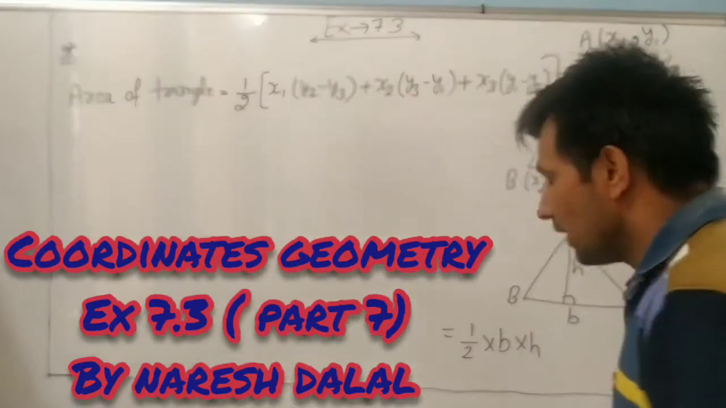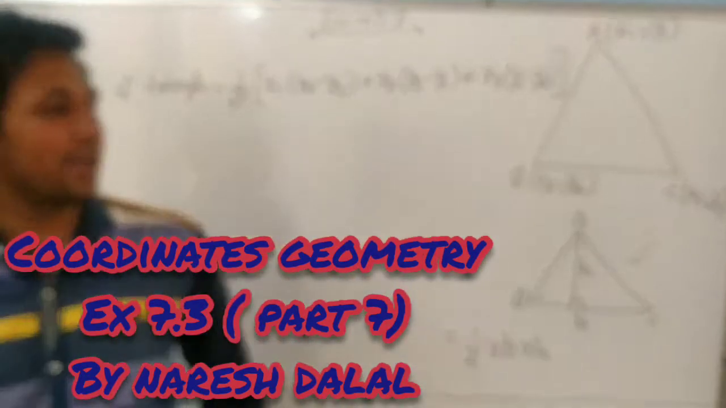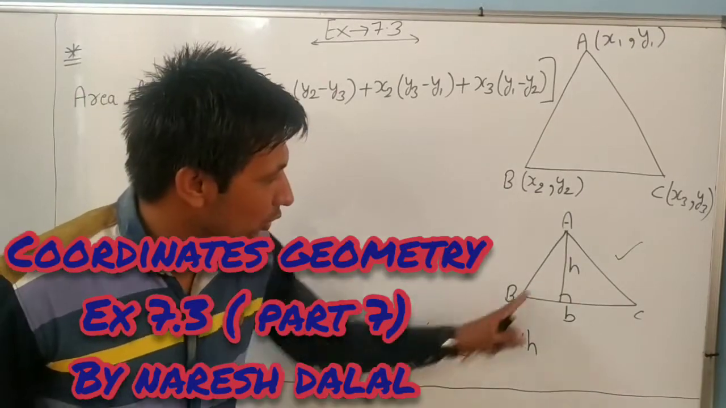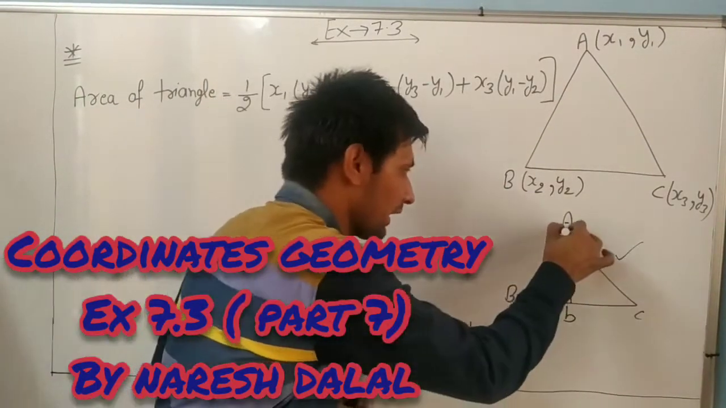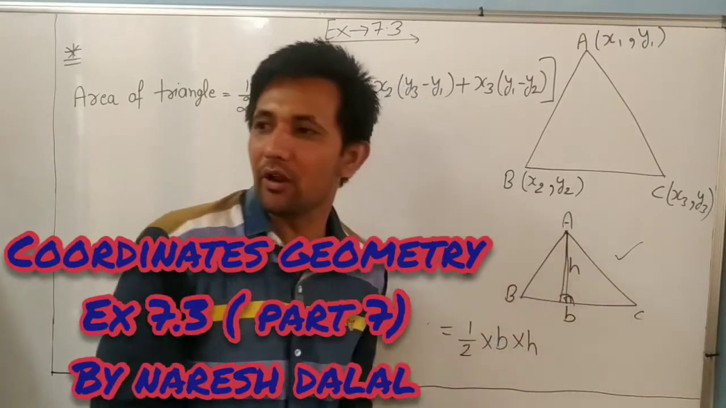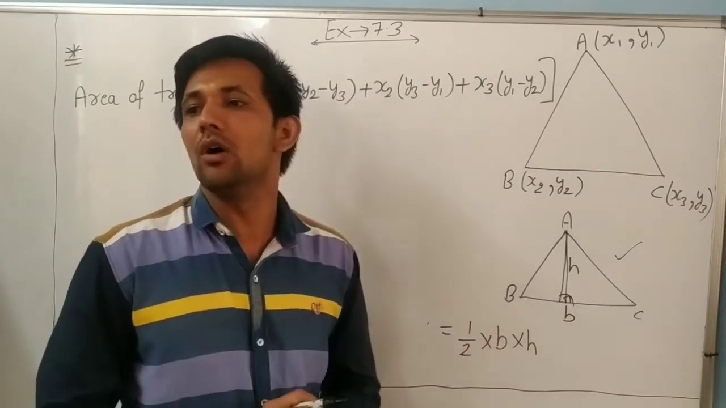Everyone knows, dear, in the earlier classes we learned how to find the area of a triangle: 1/2 base into height. Height means we always take the perpendicular height. So the area of a triangle is 1/2 base into height.